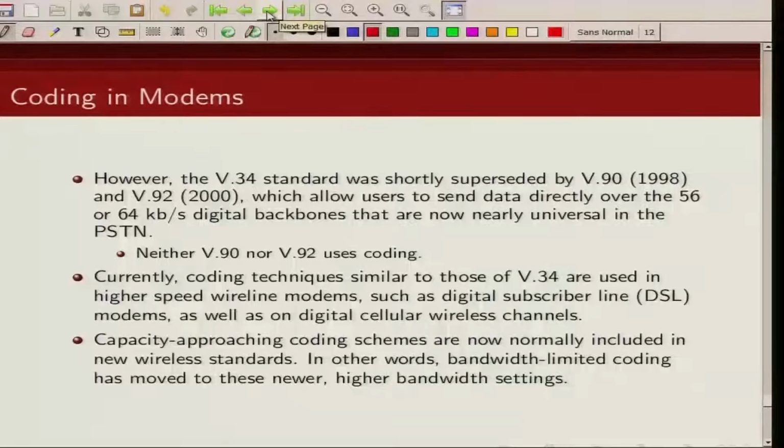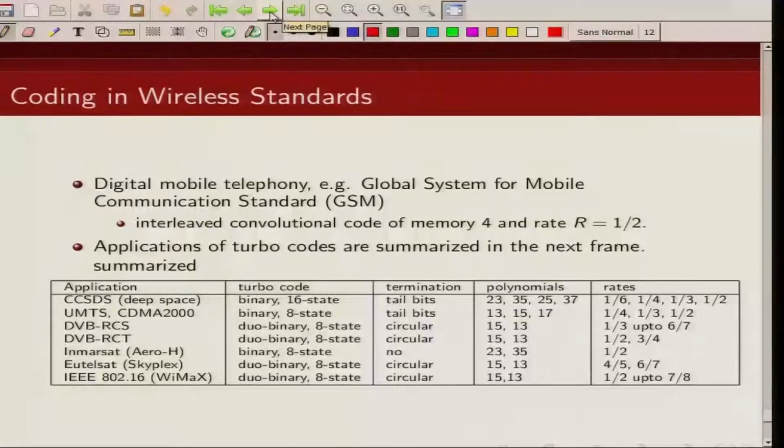Now, currently these techniques are also used for high speed wireline modems like ADSL and other applications, and of course turbo codes and their variants are also finding applications here. So, I would like to conclude by giving some examples of communication systems.